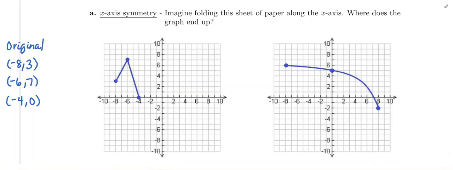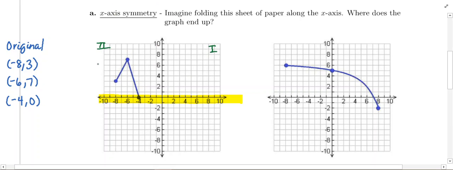Here is the x-axis right here. You want to imagine that you're folding the sheet of paper along the x-axis. If you remember what quadrants are, this is the first quadrant, the second quadrant, third quadrant, and fourth quadrant. If you folded the sheet of paper, quadrant 1 will come down and lie on quadrant 4, quadrant 2 will come down and lie on quadrant 3. So we just need to imagine where each key point is going. Let's start with the point -8, 3. So fold that sheet of paper.